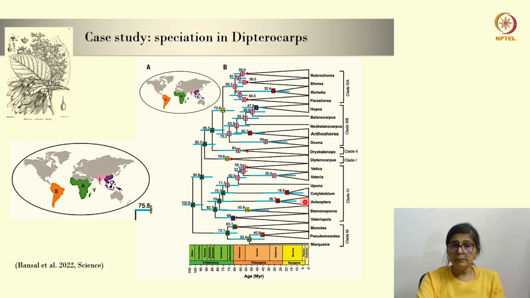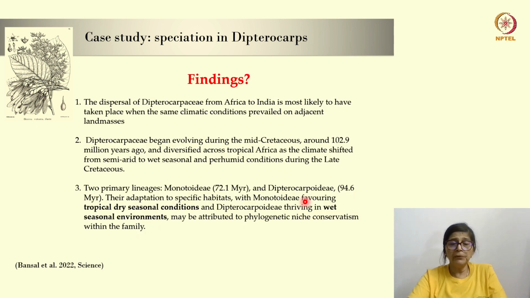So with this kind of phylogenetic tree, they came up with some findings and said that the dispersal of Dipterocarpaceae probably happened from Africa to India.